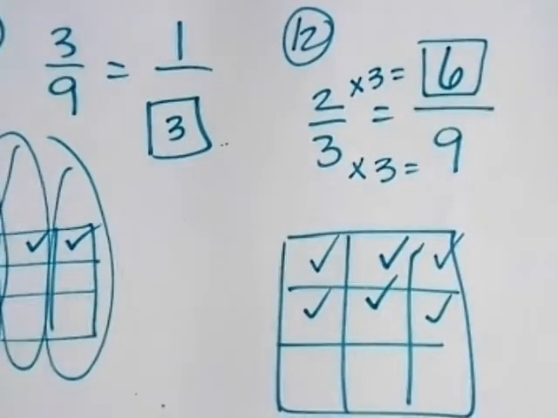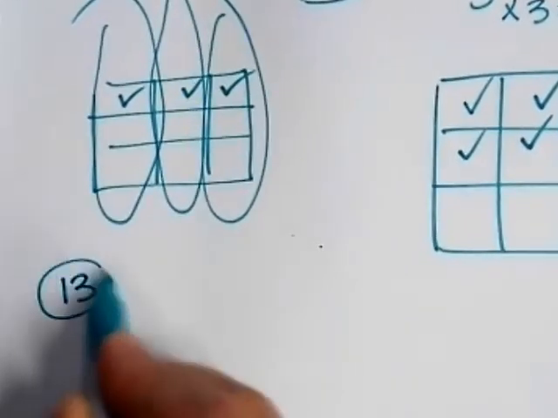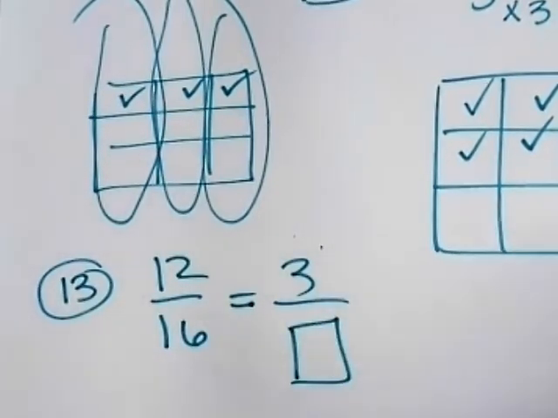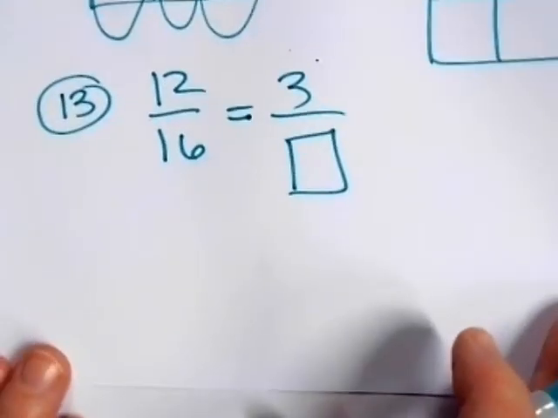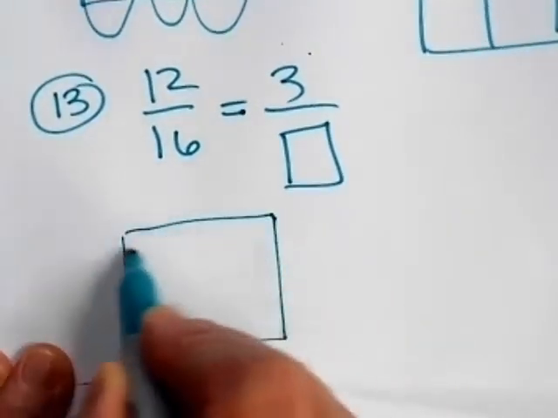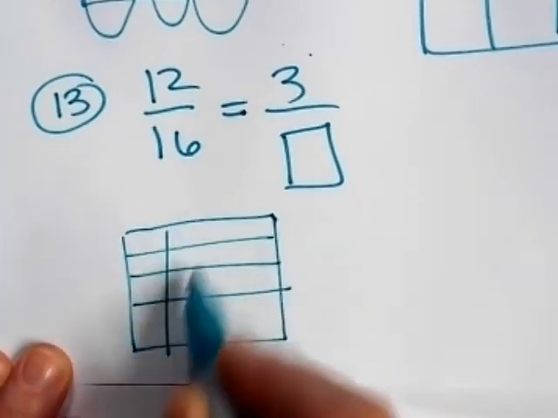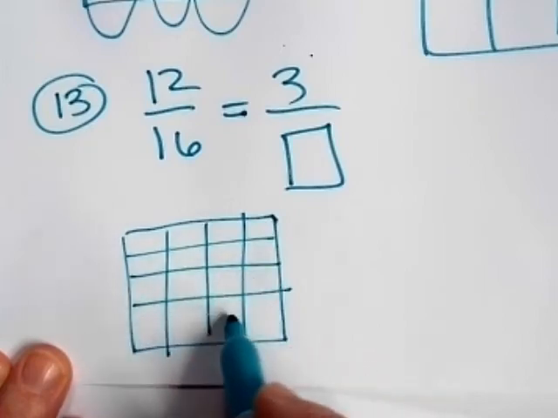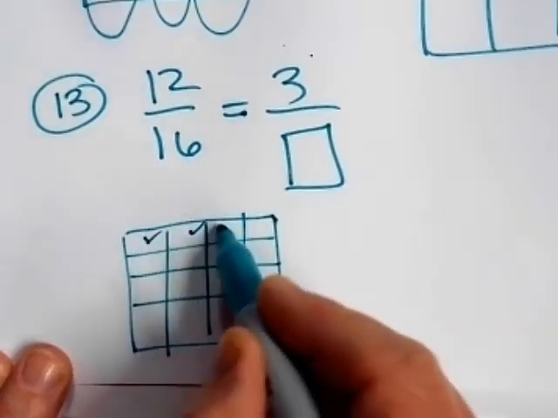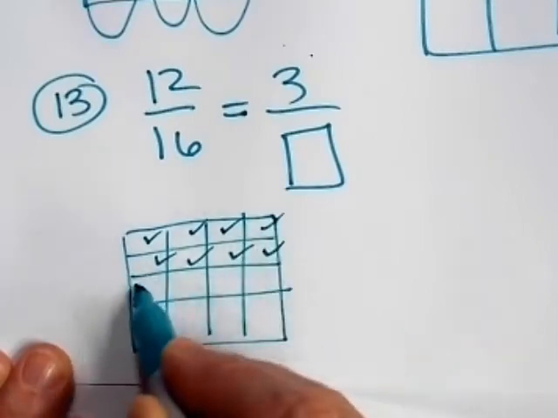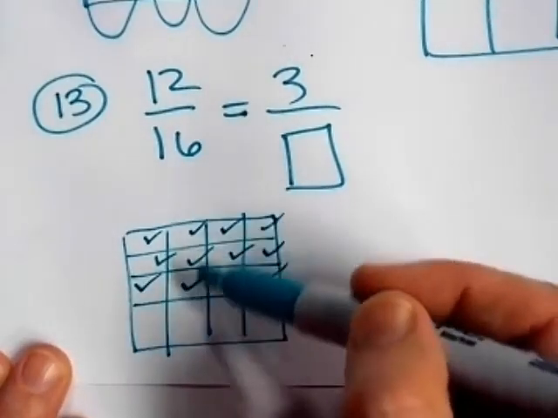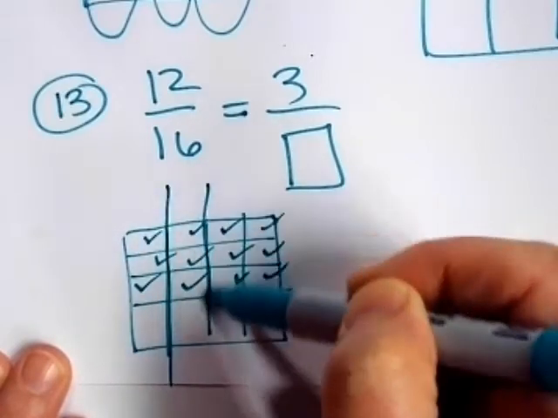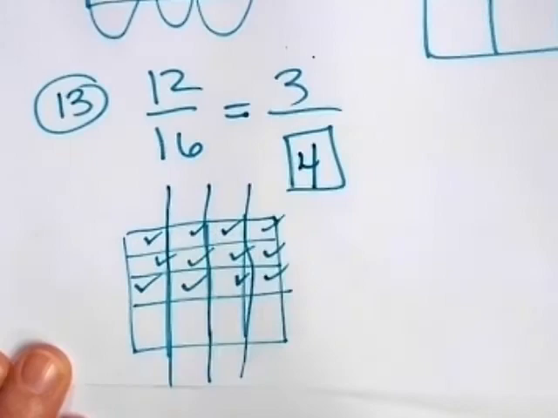Number 13 says 12 out of 16 equals 3 out of what number? So if you had 16 boxes, there's 1, 2, 3, 4, 5, 6, 7, 8, 9, 10, 11, 12, 13, 14, 15, 16. And if I check 12, okay, then that means that I had checked 3 out of every, see if you divide it like that, look, I've got 3 out of every 4 checked.